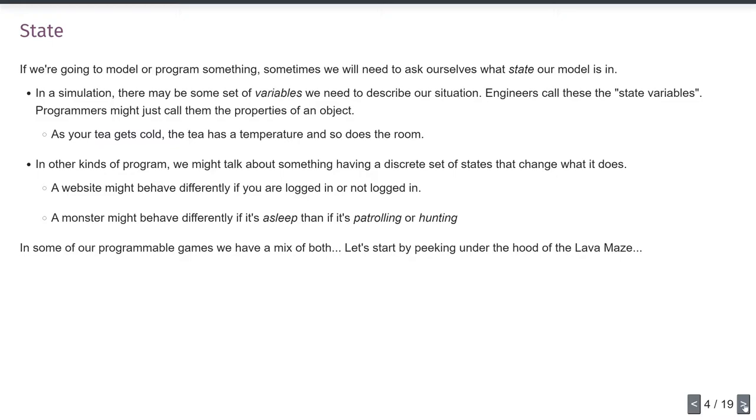So, for instance, if you've got a cup of tea on the bench and it is getting cold and you want to model that cup of tea getting cold, well, the cup of tea has a temperature. The air around it has a temperature. There is a volume of tea in the cup.